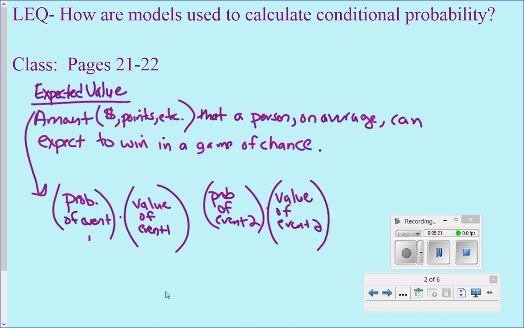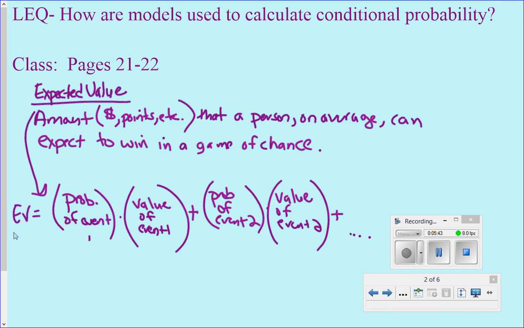And once I do that, I'm going to add those, and I'm going to keep doing that. So there might be a third event, so I'd multiply that third event's probability by its value, and I would continue to do that until I've taken care of all of the different events. And then we add all of those products together. That is how we calculate expected value.